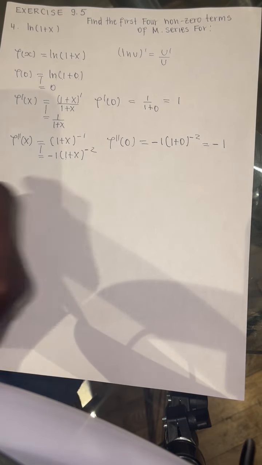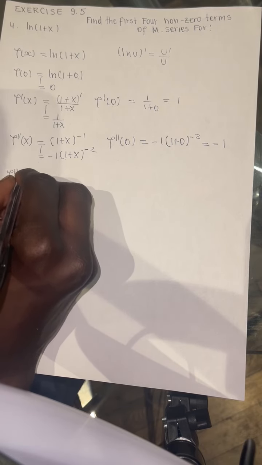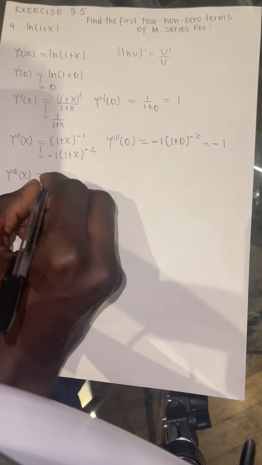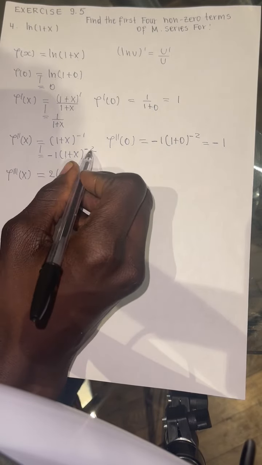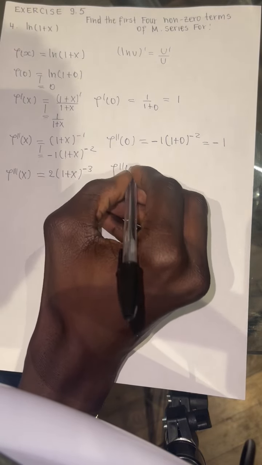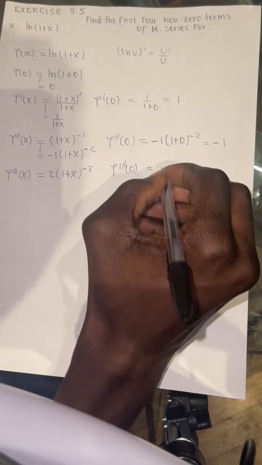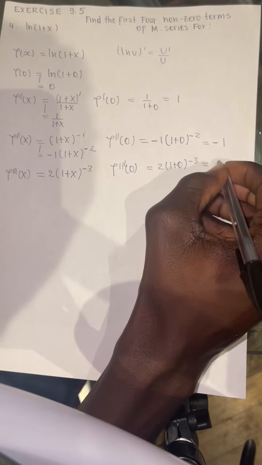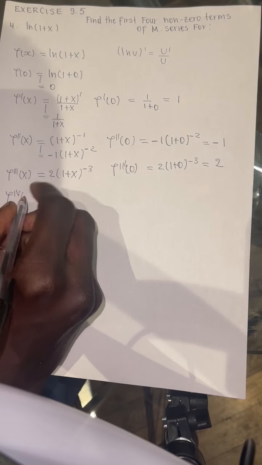After finding that, we will do f'''(x) again, so we have to differentiate this again. The derivative, negative 2 and negative 1, we just have 2, and then (1 + x) to the power minus 3. Then to find f'''(0), you plug in 0, so you're going to have 2 times (1 + 0) to the power minus 3. This is only 2. So we're going to do the fourth one, which is the last one according to this question.